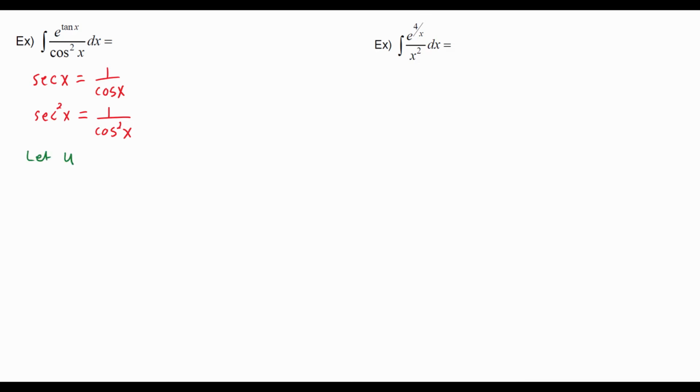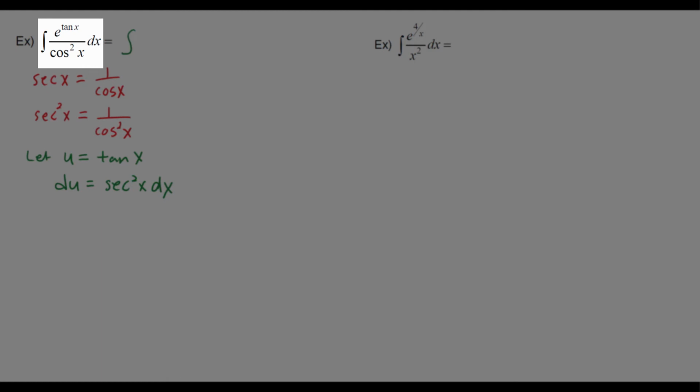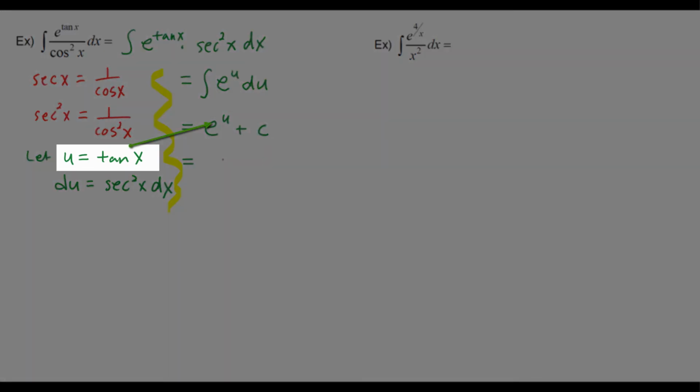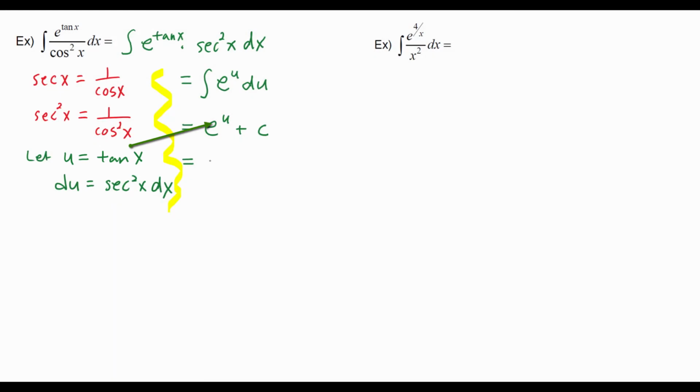So we're going to let u equal tangent x. Then your du is secant square x dx. So you can rewrite this as the integral of e to the tangent x, and 1 over cosine square x is secant square x dx. Then you do the u substitution, you get the integral of e to the u du. The integral of e to the u du is e to the u plus c. Do the back substitution, u was equal to tangent x. My final answer is e to the tangent x plus c.